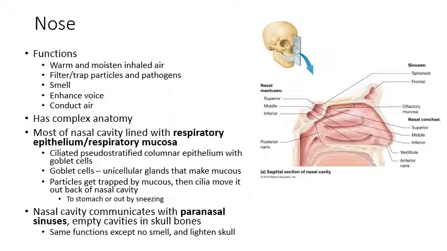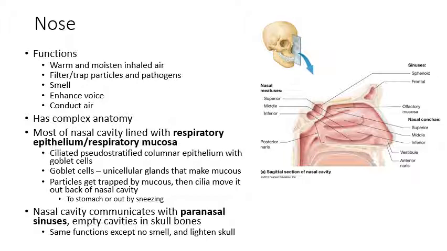Respiratory mucosa is a type of epithelium commonly found in the respiratory system. It is pseudostratified columnar epithelium. The cells have cilia on them, and you also have goblet cells interspersed throughout the epithelium. The goblet cells, remember, are little glands. They're glands that are only one cell large, and they make mucus.